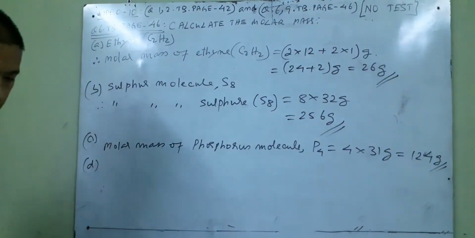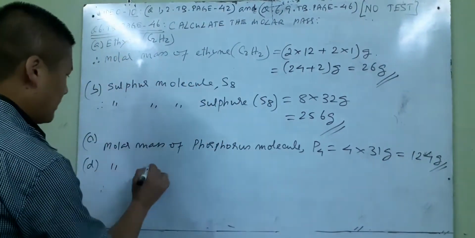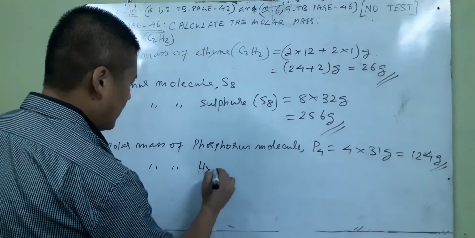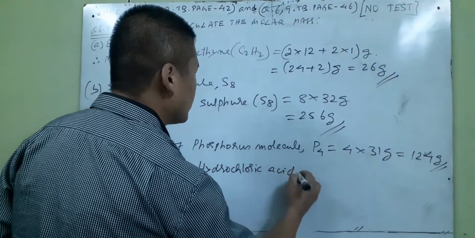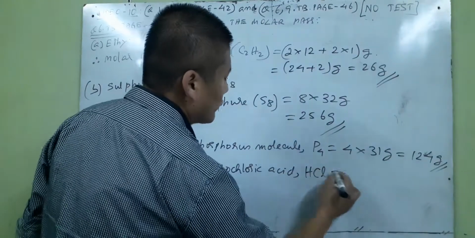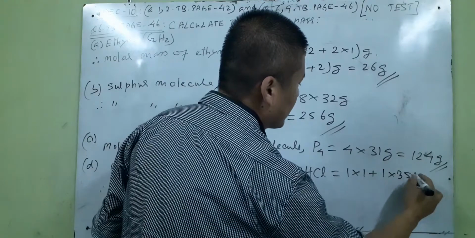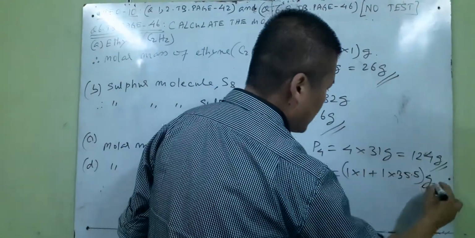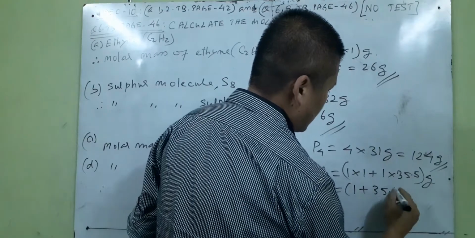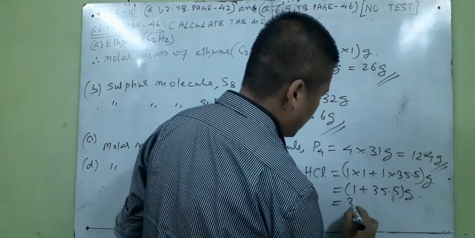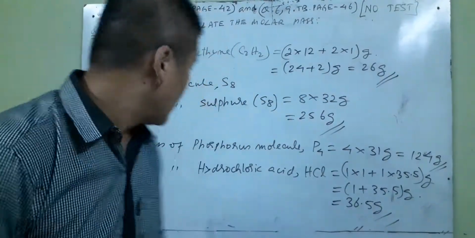Then D is molar mass of hydrochloric acid. So write here molar mass of hydrochloric acid. They have even given the formula HCl. So 1 hydrogen into 1 plus 1 chlorine. Chlorine is 35.5, page 37 textbook you will get G. So that is 1 plus 35.5 grams. So that is 36.5 grams. Okay, 36.5 grams.